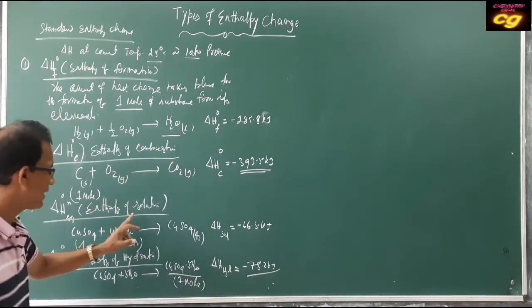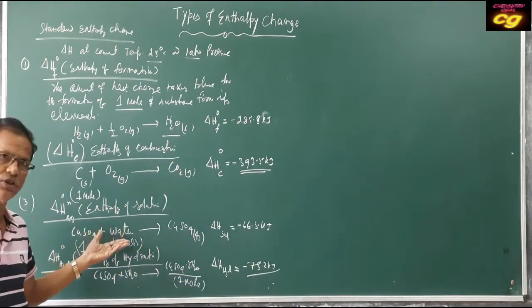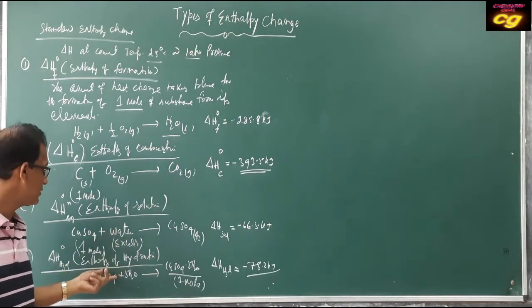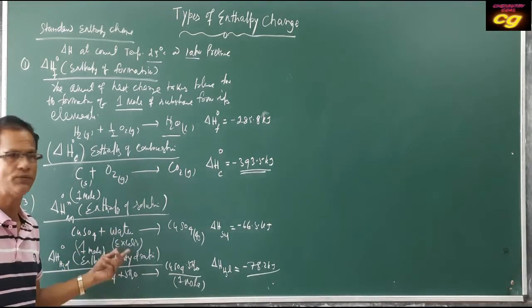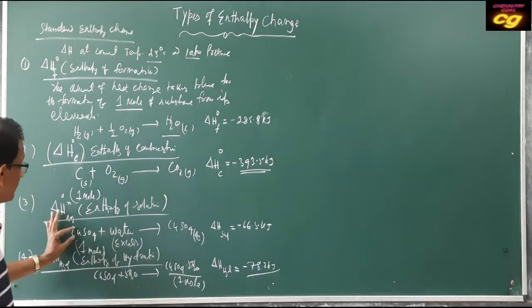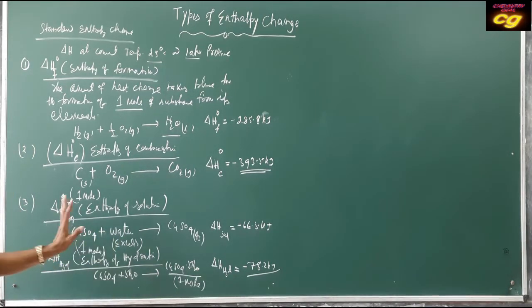But what is the difference between hydration and solution? In solution, the amount of water is not fixed; in hydration, the water is fixed. The number of water molecules is fixed. Here in solution, the water is not fixed, but the amount of substance is fixed. This is the difference between enthalpy of hydration and enthalpy of solution.